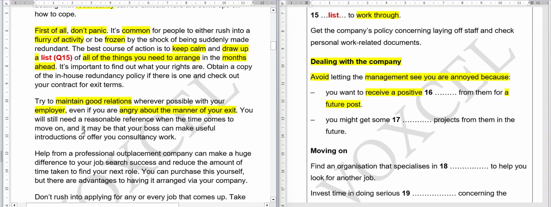You will need a reasonable reference when the time comes to move on, and it may be that your boss can make useful introductions or offer you consultancy. That's a different thing, because here is a comma, and after the comma, this means the information is different. So obviously our answer should be in this particular sentence. For your answer, you have about 10 seconds to tell me the answer, and your time starts now.